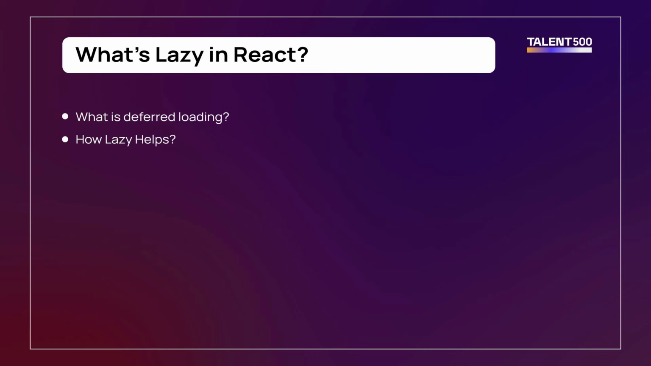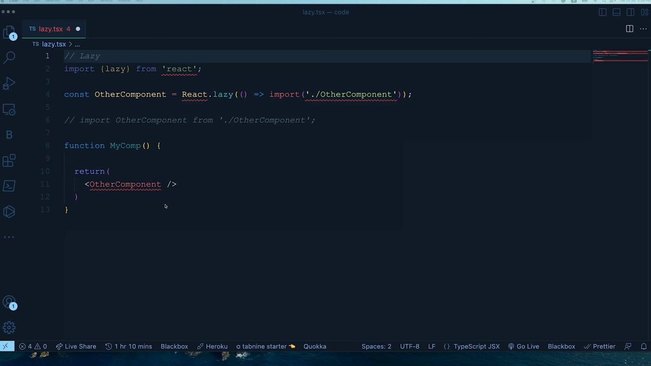Now let's see some code through which we'll understand how to use React lazy. Let's take a look at the code, how we use lazy. You can import lazy from React, of course, or you can use React.lazy like this.